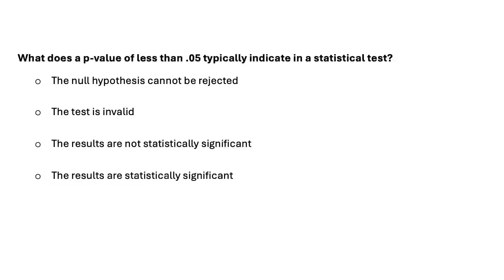What does a p-value of less than 0.05 typically indicate in a statistical test?